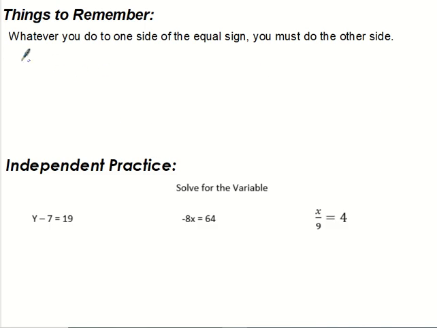Okay, things to remember: whatever you do to one side of the equal sign, you must do to the other side. So that's big. Okay, you have 3 equations to solve for independent practice.